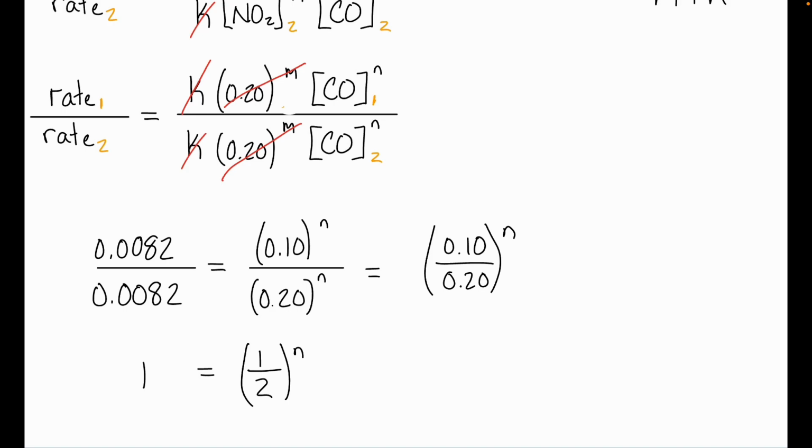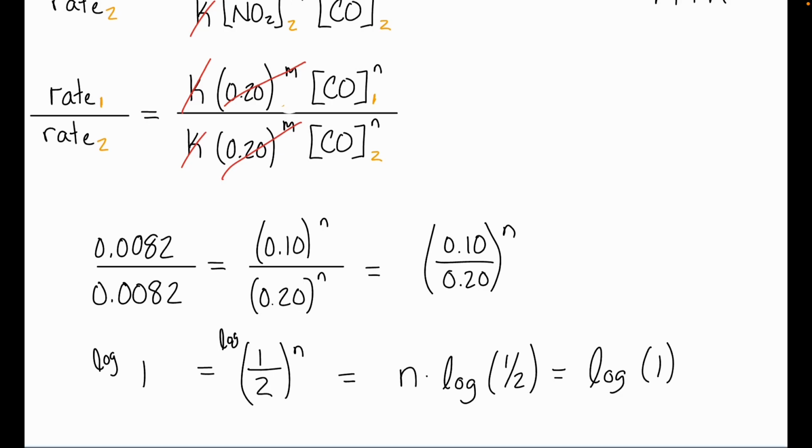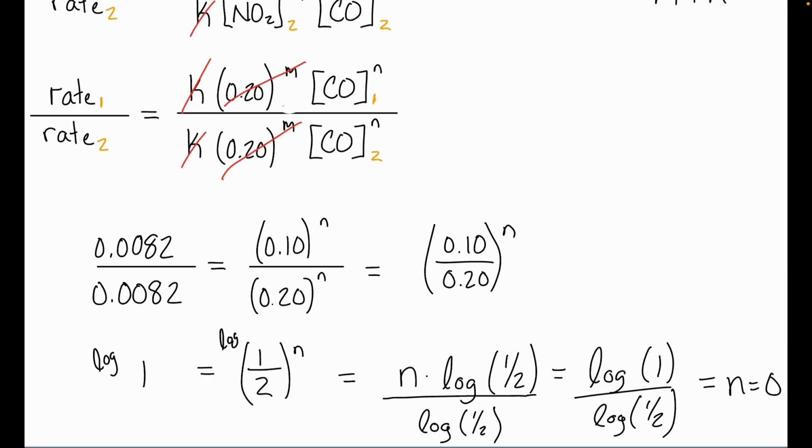Okay? And then I need to pull n down from that exponent, so I'm going to take the log of both sides. So then this is equal to n times the log of 1/2 equals the log of 1. So then I can solve for n by dividing both sides by the log of 1/2. All right, and you can go ahead and punch this into your calculator to convince yourselves, but you would get that n is equal to 0.